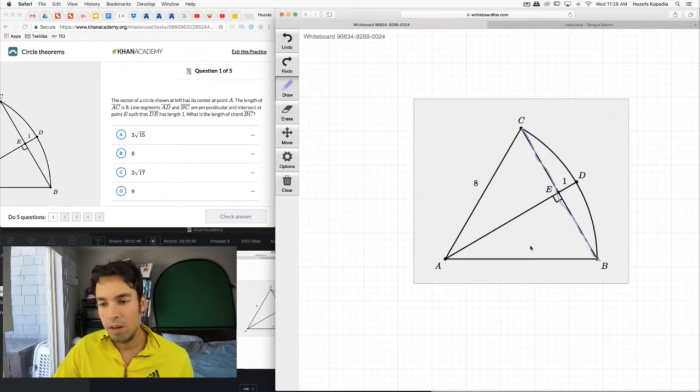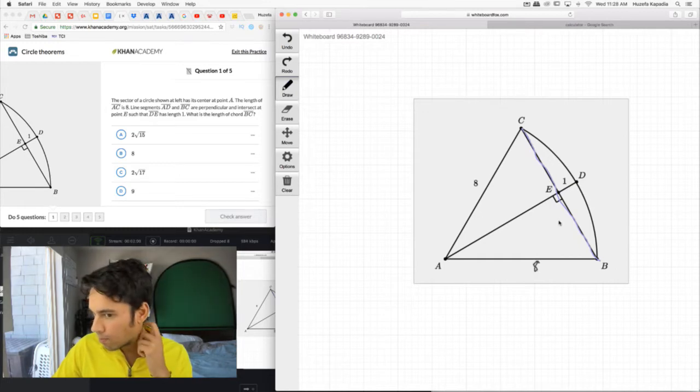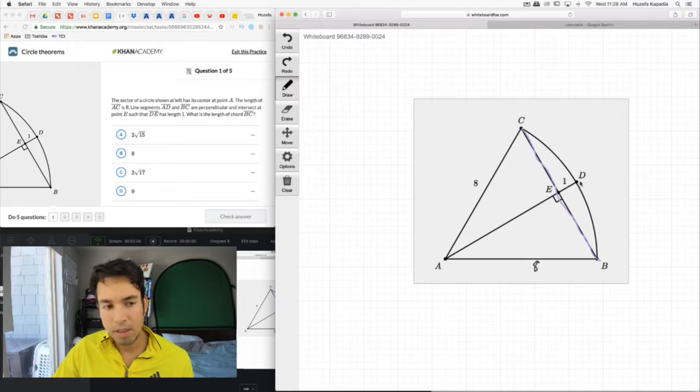Okay. So let's think about how we can do this. Now, I know that if this is the sector of a circle, that means AC, AD, and AB, they're all 8. These guys all have a length of 8. So I know that this whole thing has a length of 8. Oh, wait a minute, and we want BC.